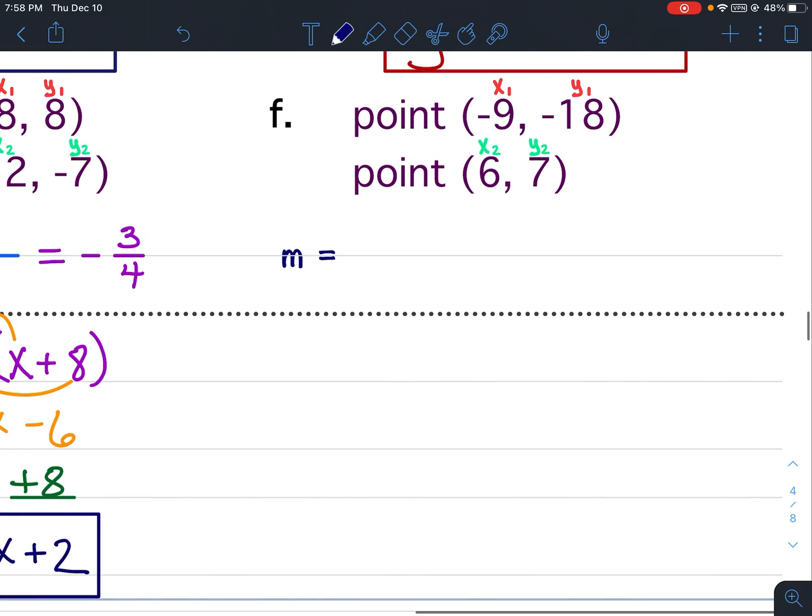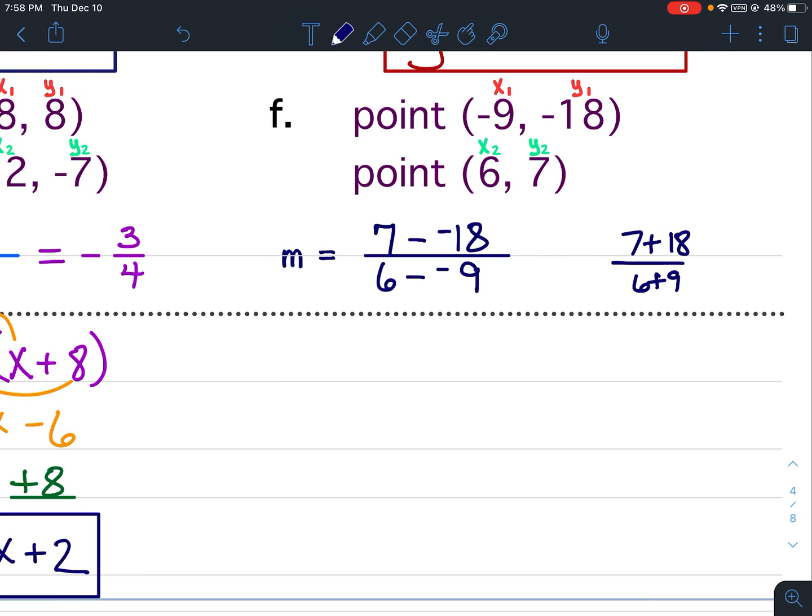Okay, F. F is done the same way we did D and E. We've got to find the slope first. So y2 is 7 minus y1, which is -18. So there you could have also put 7 plus 18, because minus a negative would become positive. On the bottom, I have x2 minus x1, which is -9. So again, don't write this down, but you could have had 7 plus 18 over 6 plus 9. I would have accepted it either way.